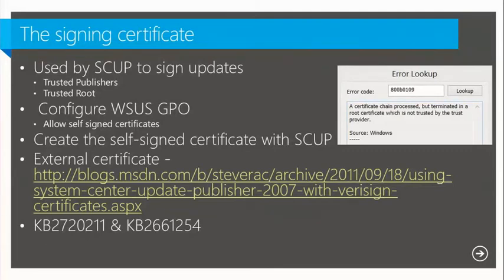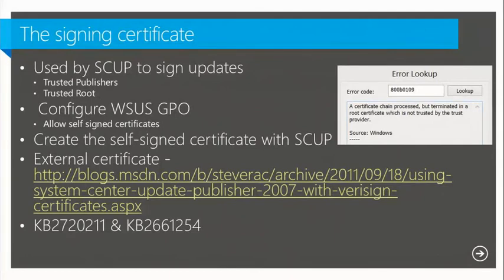SCUP will actually work you through a wizard to create that certificate and push it out to the WSUS server initially, and then how you get it to the clients from there can be done in a number of different ways. You can also use third-party certificates for this process if you wish, and this blog post on MSDN has some useful information on how to import those third-party certificates.